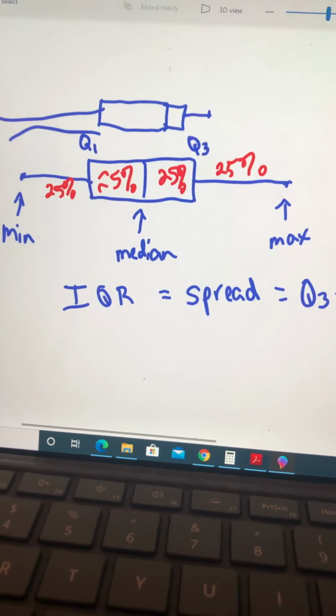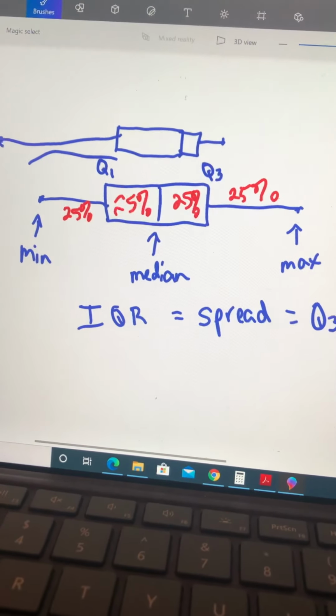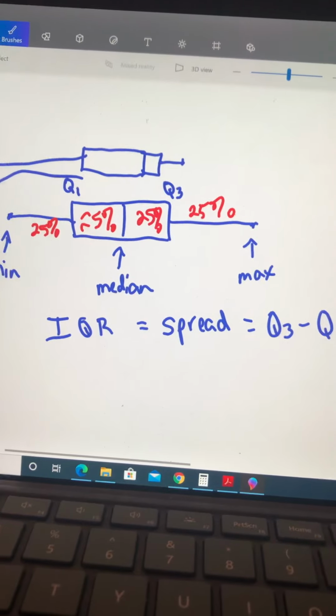So this is basically a box and whisker plot in a nutshell.